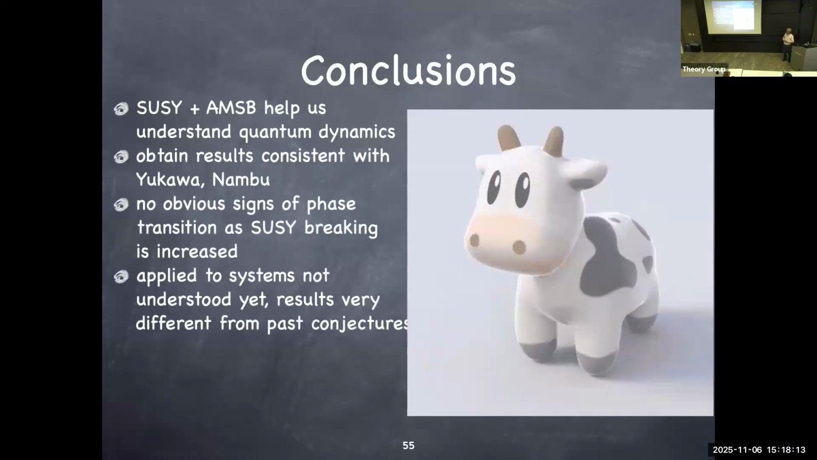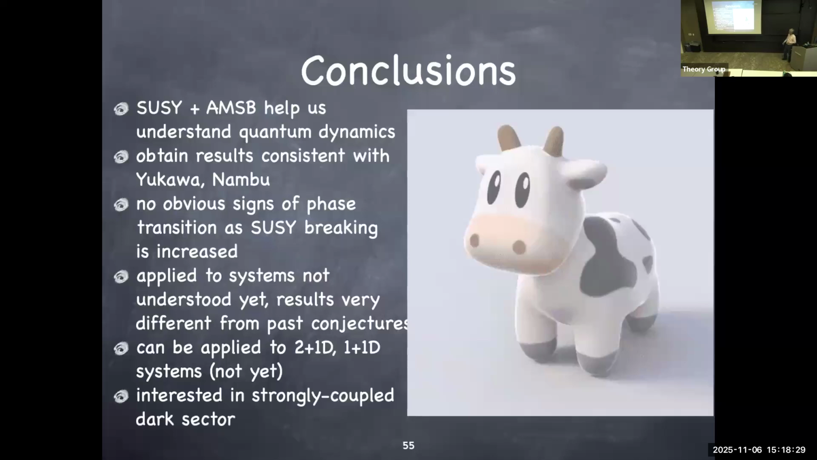And we can apply this to systems not understood yet, including chiral gauge theories. And in particular, this should also be applicable to lower dimensional systems that might be useful for strongly correlated condensed matter physics. I haven't tried that at all, but it's something I'd like to think about. And maybe this is the way we understand the dark sector as well. Okay, that's it. Thank you.